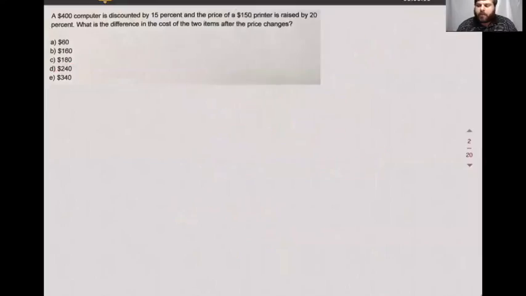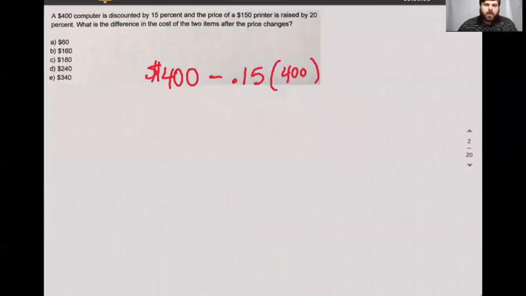Next problem. A $400 computer is discounted by 15%, and the price of a $150 printer is raised by 20%. What is the difference in the cost of the two items after the price changes? So we've got a computer that's being discounted 15%. We want to take that $400 computer and subtract 15% of $400. We're just taking away the discount.